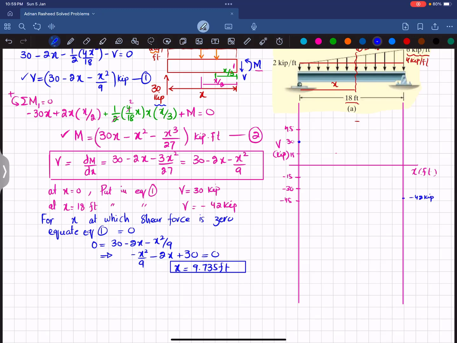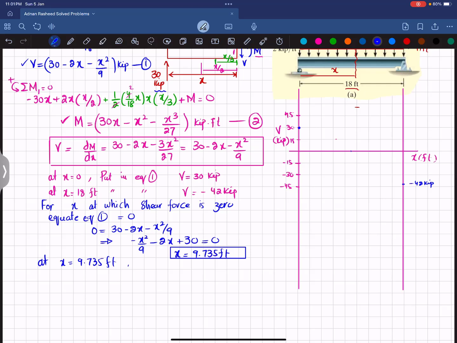Okay, so at this point, we will see the value of the shear force. At x is equal to 9.735 feet, we put it in equation 1 and we will get V is equal to 0. Now by using these 3 points, we will draw the shear force diagram. So V is equal to 0 at 9.735.